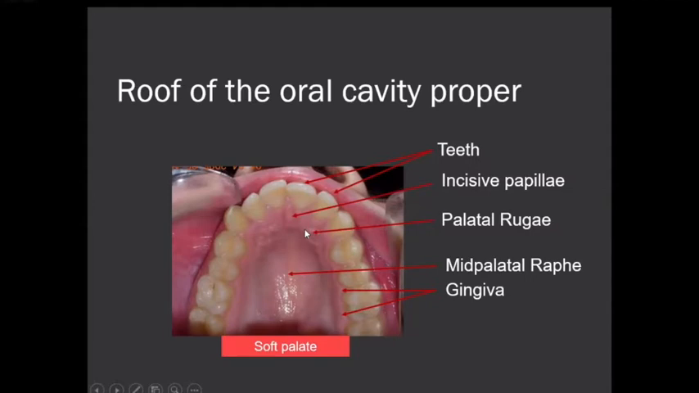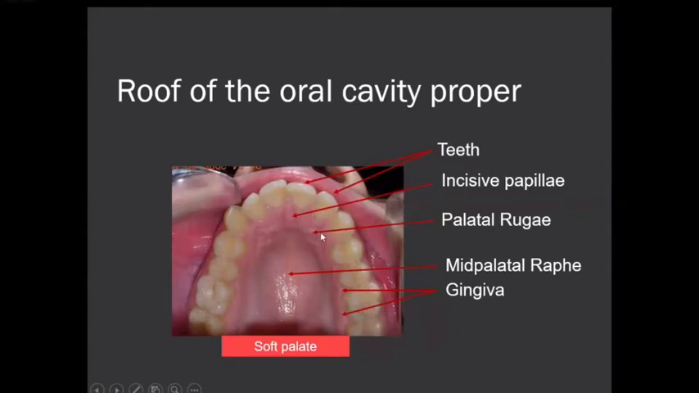Now, let me also share one more piece of information regarding the rugae. The patterns of rugae in different individuals are very, very unique, like the fingerprints we have. Fingerprints are different in all individuals. So in forensic odontology, these patterns of rugae are used. We call that palatoscopy or palatal rugoscopy.